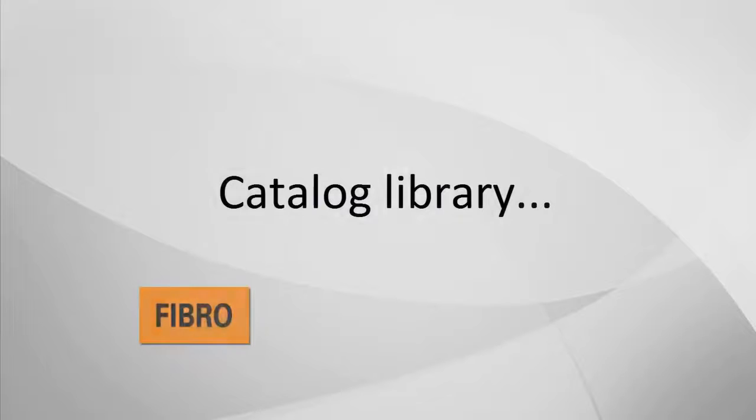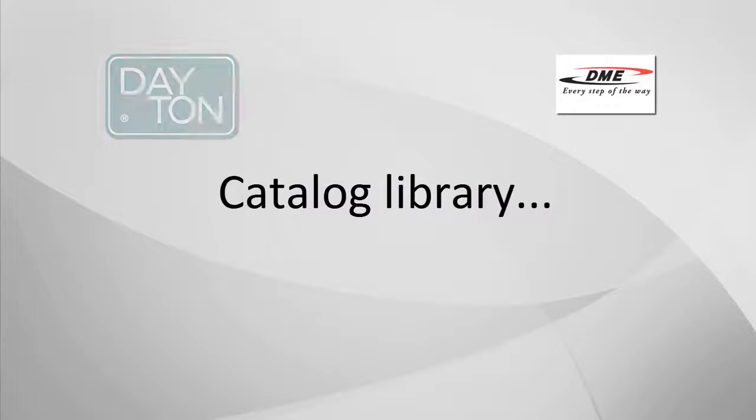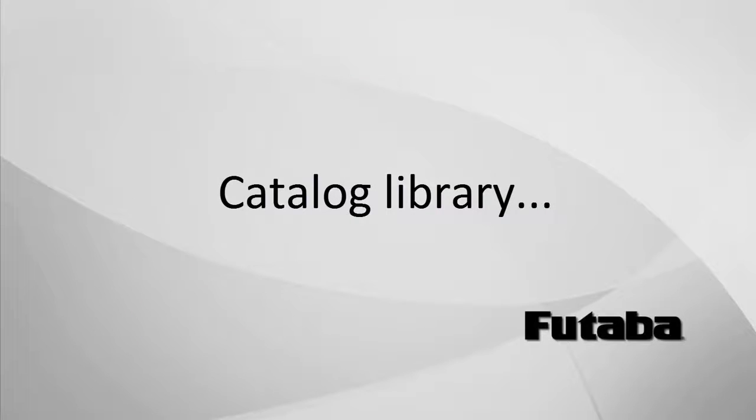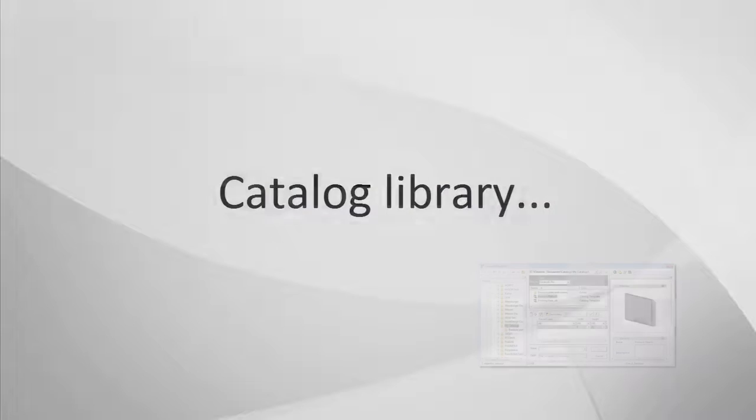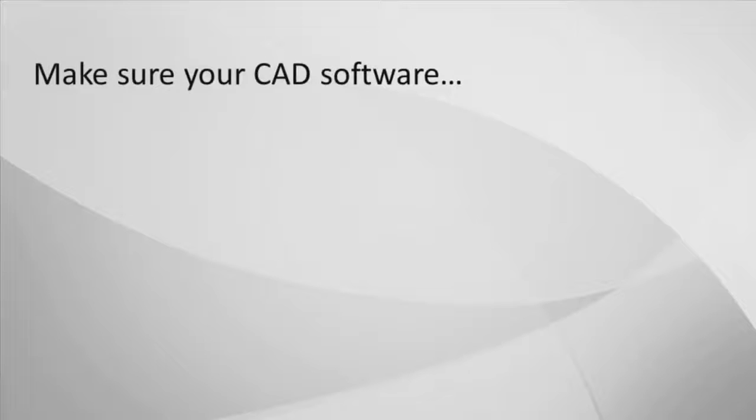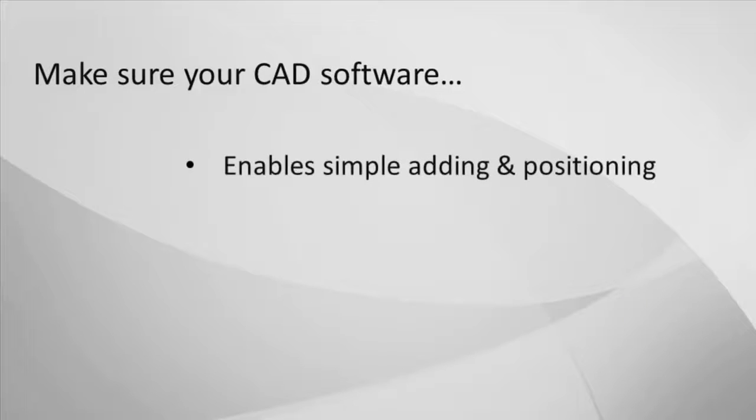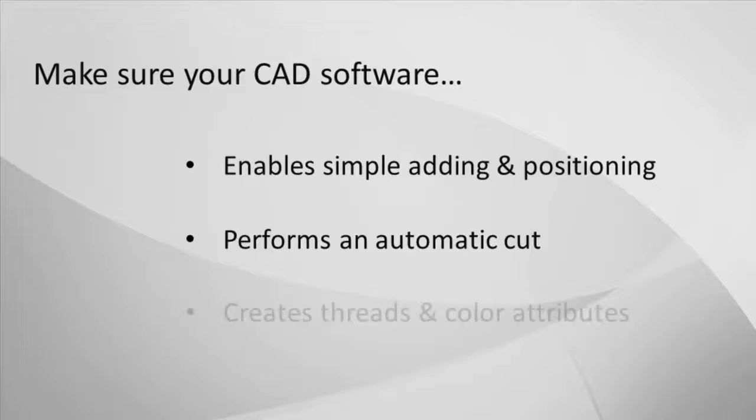If you are a mold or die designer, the CAD software you are using will probably include an extensive catalog library from various vendors. It will also allow you to create your own custom catalogs. However, to shorten design time, you should make sure your CAD software enables simple adding and positioning of catalog parts, performs an automatic cut on the relevant components, and creates threads and color attributes automatically.